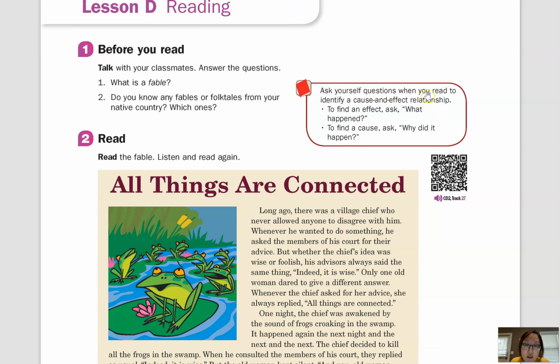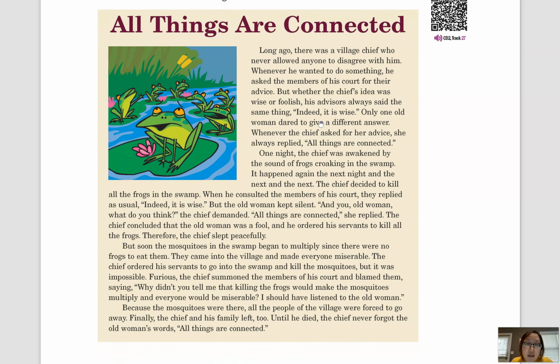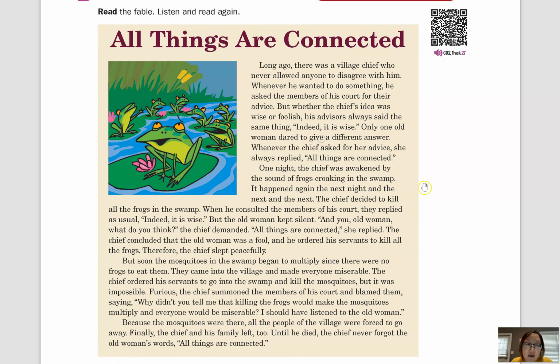Ask yourself questions when you read to identify a cause and effect relationship. So to find an effect, ask what happened. Okay, and then to find a cause, ask why did it happen. As you know, a cause is a reason, so we can ask why did it happen. Okay, so now let's take a look at the fable. Okay, the title is All Things Are Connected. Okay, so I'm going to play the audio and you can follow along.